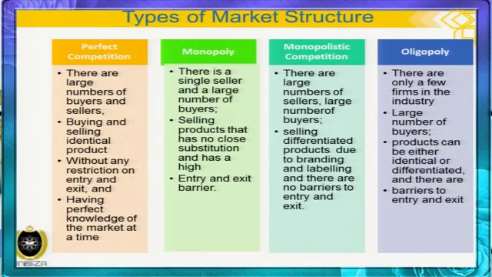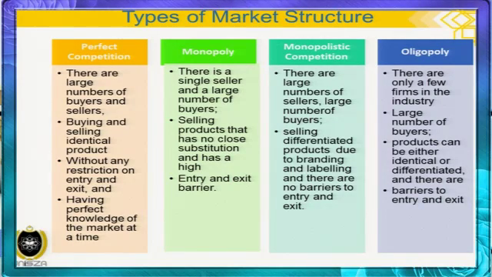Okay, for the monopolistic competition, there are a large number of sellers and a large number of buyers, with sellers selling a differentiated product due to branding and labeling, and there are no barriers to entry and exit. So the firm is a price maker that faces a downward sloping demand curve.